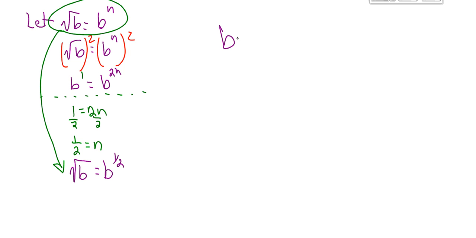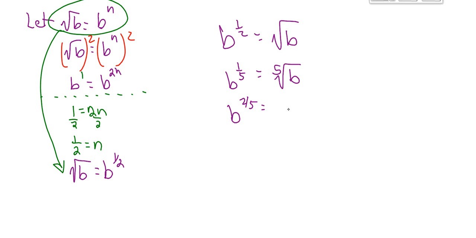So when we see b to the 1/2, that's going to mean the square root of b. If I see b to the 1/5, that's going to be the 5th root of b. If I see b to the 2/5, that's going to be the 5th root of b squared. Let's just do one more. If I see b to the 6/5, that's going to be the 5th root of b to the 6th.